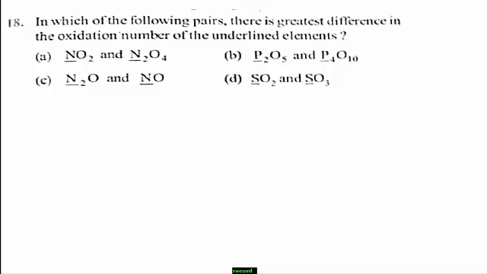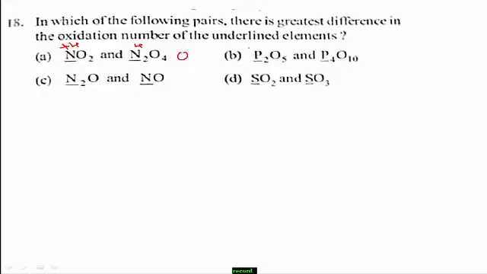Here first I take NO2. Here the nitrogen oxidation state is plus 4, because 2 into minus 2 is minus 4, so the nitrogen value becomes plus 4. In N2O4 the oxidation state of nitrogen is also 4. Therefore, the difference in the oxidation state is 0.